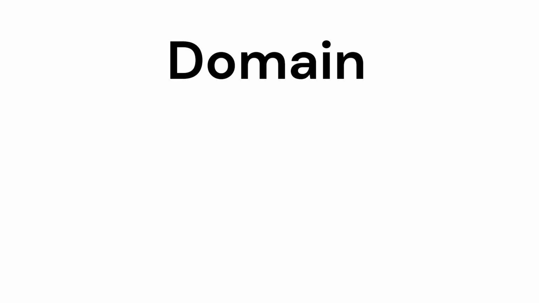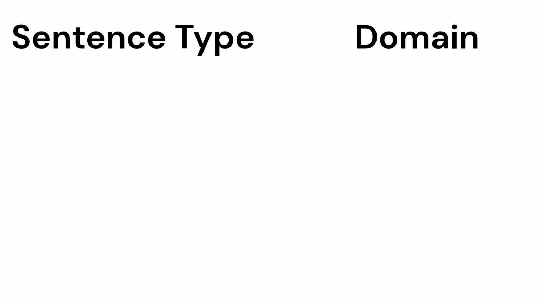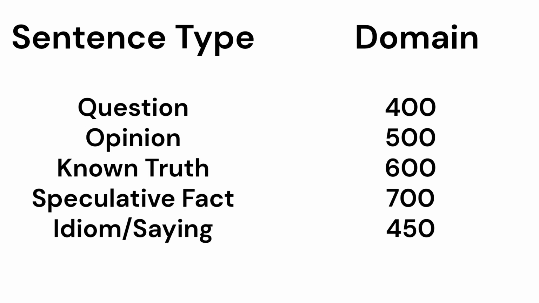The domain of the sentence, to which x values the graph goes to, is determined by the type and the truthfulness of a sentence. The types are question, opinion, known truth, speculative fact, and idiom/saying. The matching domains to all of these sentences are shown on screen.